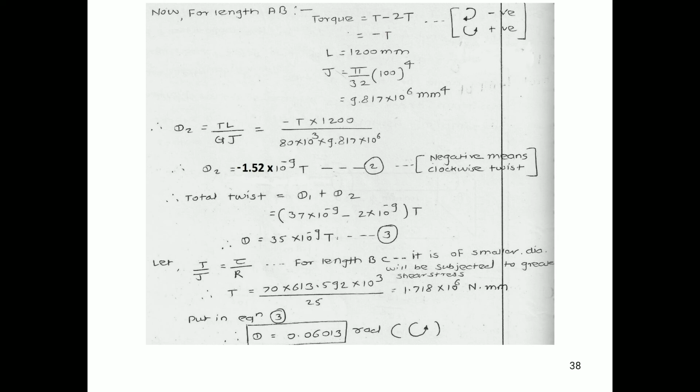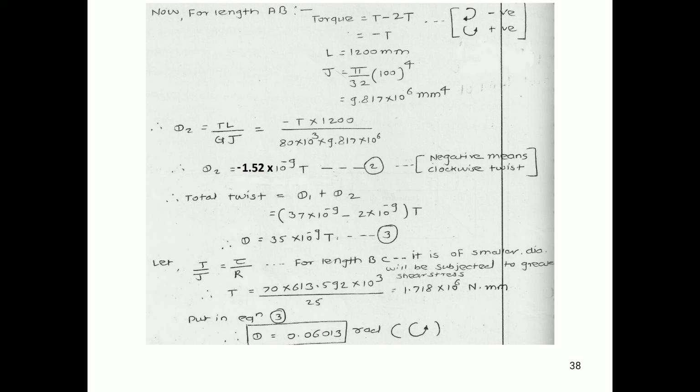L for the same is 1200 meter. J is pi by 32 d raised to 4, so d is 100. So J value is 9.817 into 10 raised to 6 mm raised to 4. So once you know the value of J, L and T, we can easily find out the value of theta 2. So the value of theta 2 will be minus 1.52 into 10 raised to minus 9 into T.